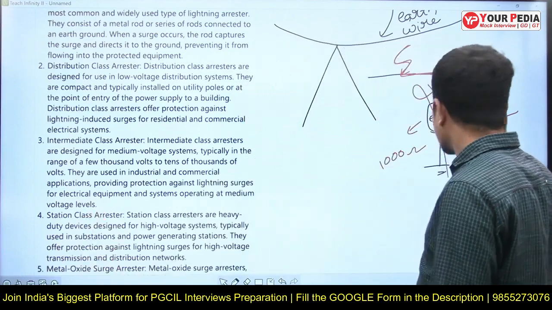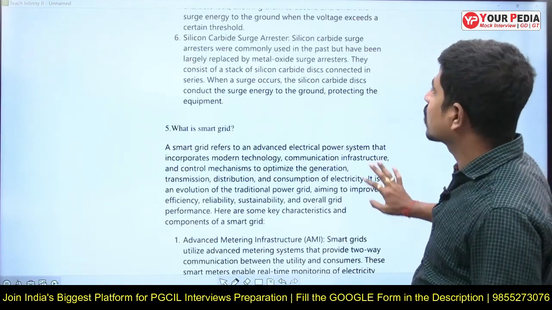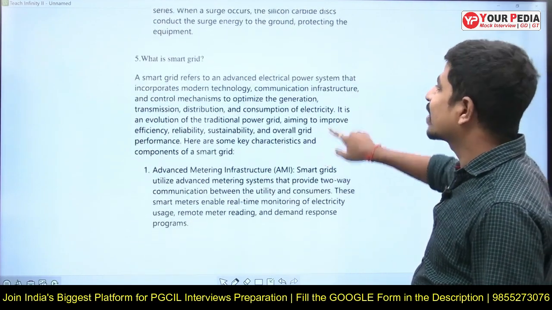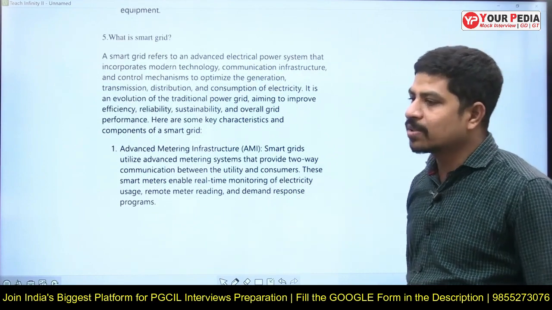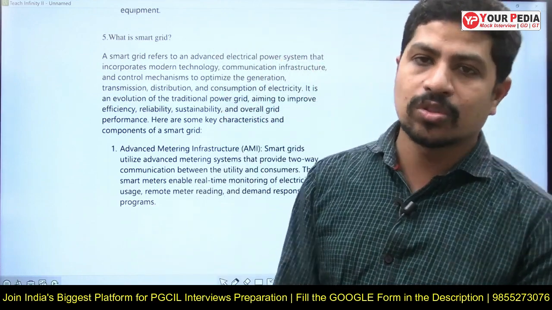Okay, let's go for the next question asked. There are other types also, like the silicon carbide surge arrestor and all these things. You can find many types, but one must know what a lightning arrestor is, what the purpose of it is, and what the basic types available are, right?